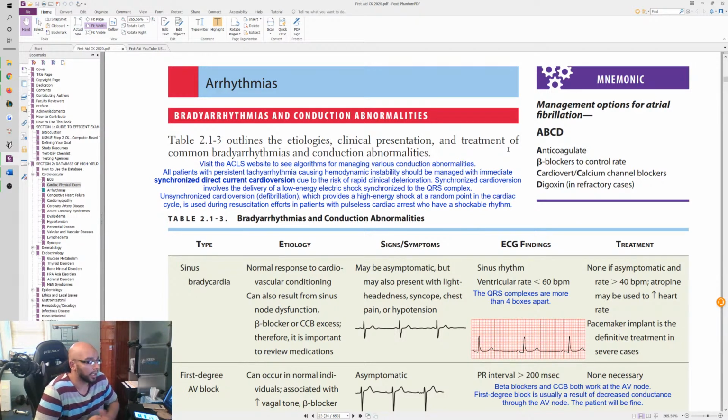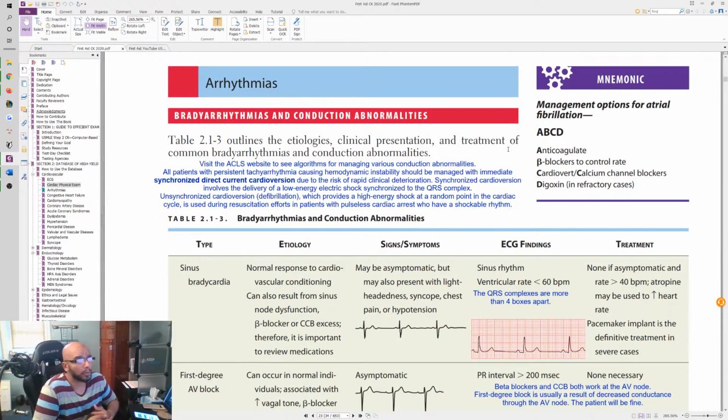Defibrillation, that's unsynchronized cardioversion, right? Unsynchronized cardioversion provides a high energy shock at a random point in the cardiac cycle and is used during resuscitation efforts in patients with pulseless cardiac arrest who have a shockable rhythm. So there was a question, I might have it in here later on, where both answer choices are there, synchronized direct current or unsynchronized, and then you have to pick which is the correct thing. So it really helps to know.